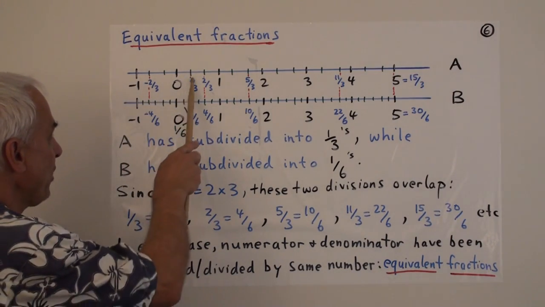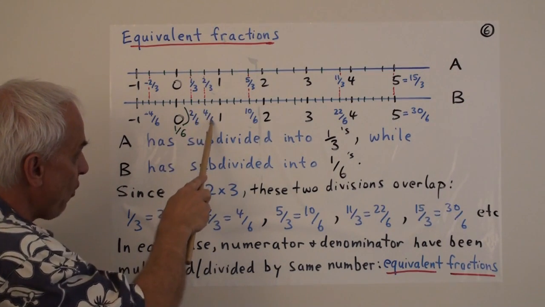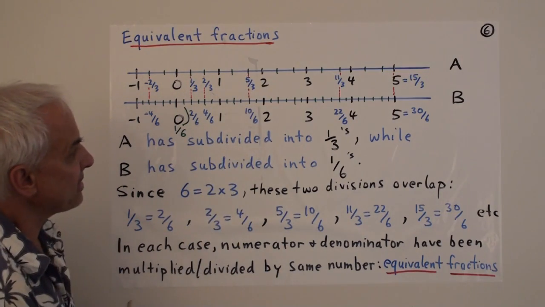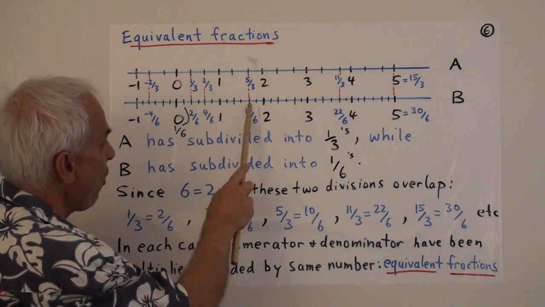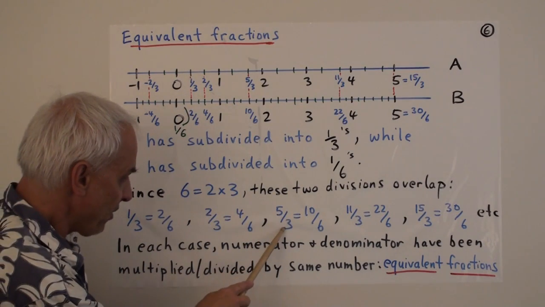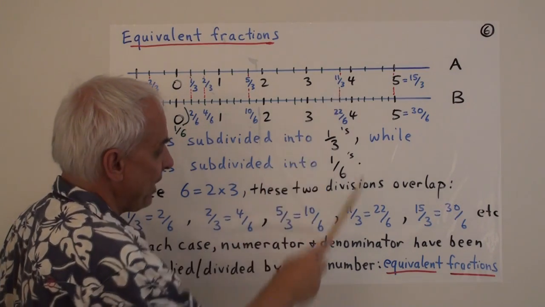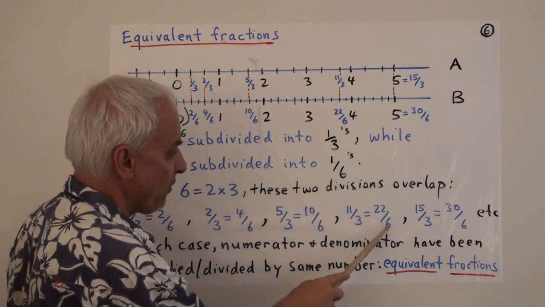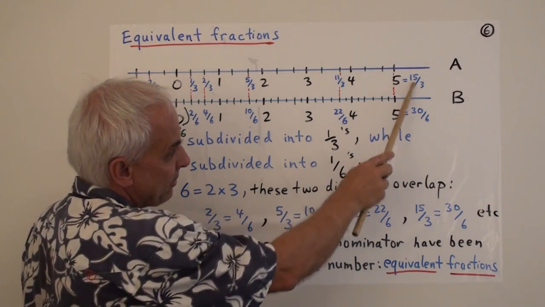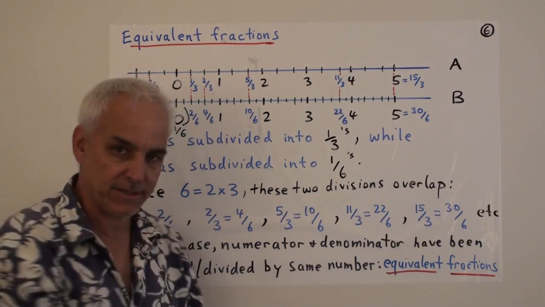Okay, so 1/3 is exactly the same as 2/6, and 2/3 is exactly the same as 4/6. What's 5/3 on scale A is 10/6 on scale B. So 5/3 is the same as 10/6. The 11/3 here is the same as the 22/6 there. And the number 5, which A was writing as 15/3, is written by B as 30/6.